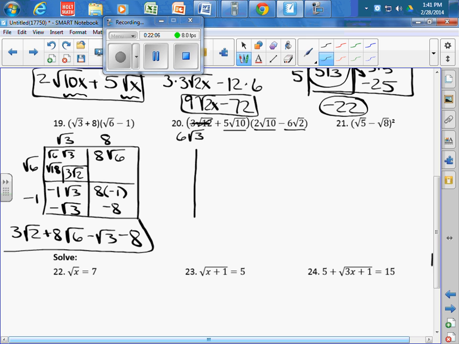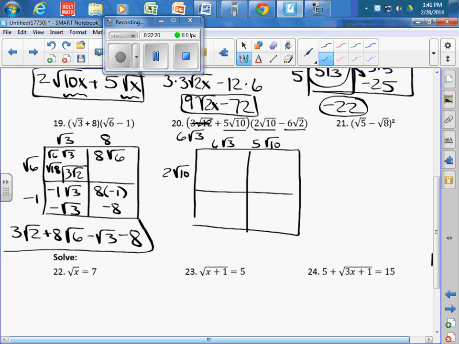So I'm going to make my window panes. It's a binomial times a binomial. I'm going to have 6 radical 3 up here, 5 radical 10, then 2 radical 10 and negative 6 radical 2. It always helps me to write down the two things that you're multiplying.